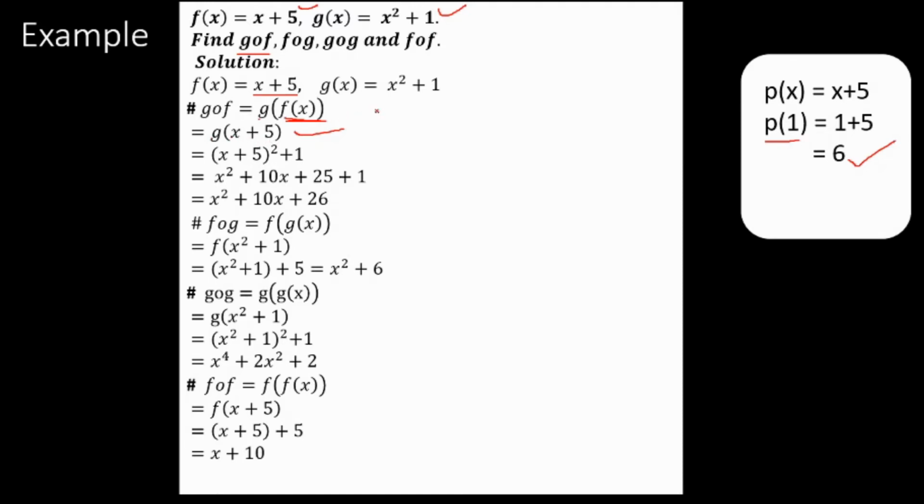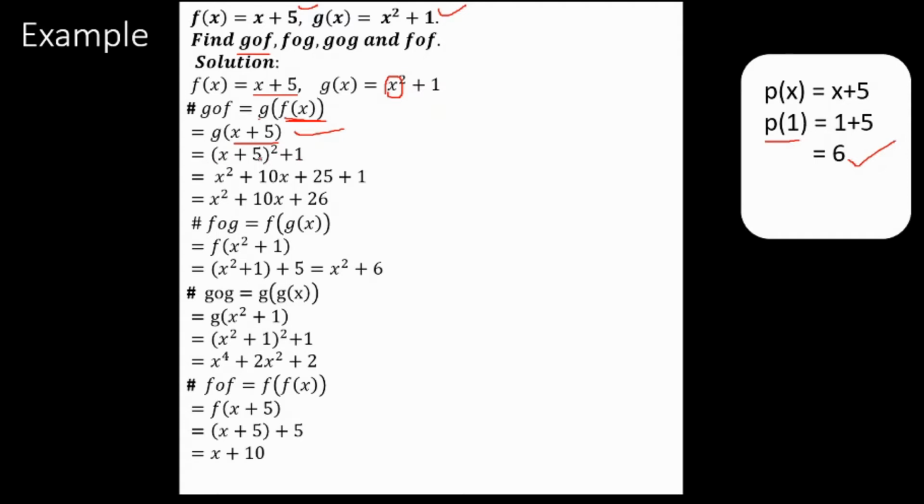So what is our g? x square plus 1. So instead of x, what will you write? x plus 5. So what is our g of x? x square plus 1. If this x becomes x plus 5, instead of x, what will you write? x plus 5 whole square. See here, x plus 5 whole square plus 1.